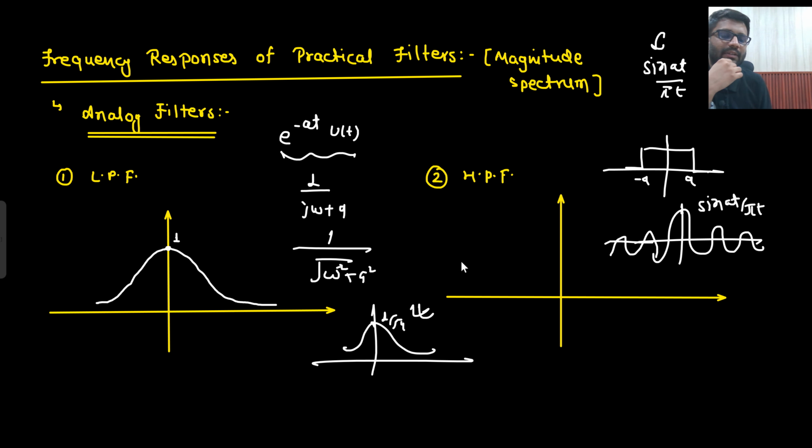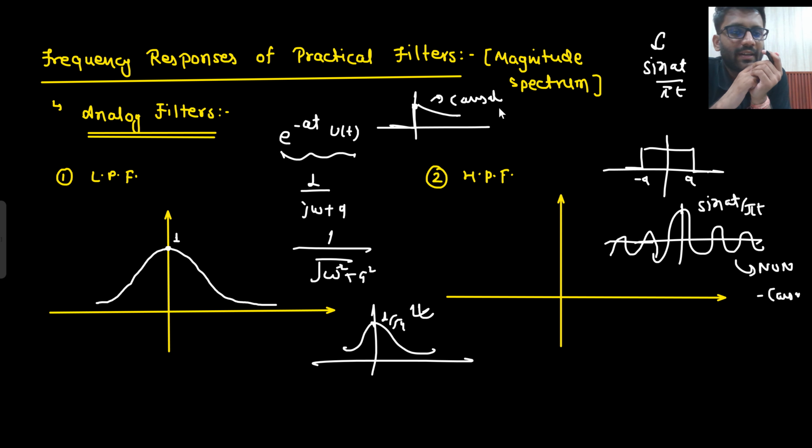And can you draw e to the power minus at u(t)? Yes. This is my e to the power minus at u(t). What is this? Non-causal. And what is this? Causal. So all the practically non-realizable filters are non-causal. Whenever you see that there is a flat response and then there is a sudden decay, that means practically you can never realize it.